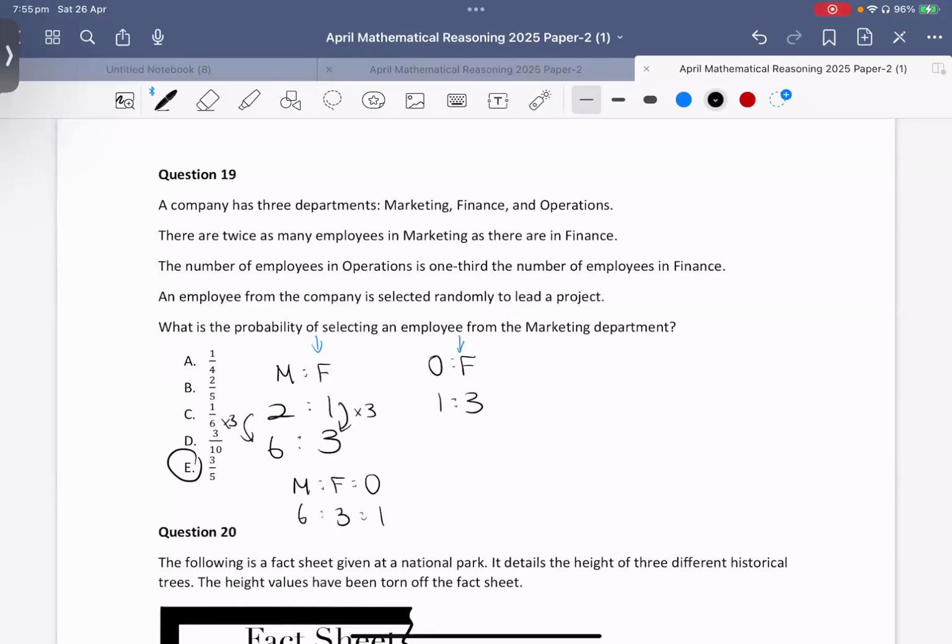And why that works is because we're looking for the probability of selecting an employee from the marketing department. We know that the total number of parts here is 10, 6 plus 3 plus 1. And the probability of selecting people would be 6 out of 10 parts of this ratio, aka we can simplify to 3 over 5. So the answer to question 19 is E for this reason.